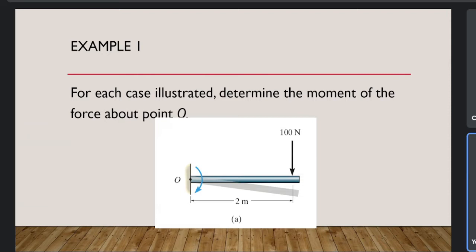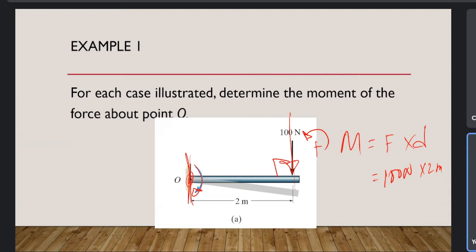We have examples here. Let's solve example number 1. In example number 1, you can see a beam where, at a distance of 2 meters from the point O, a 100 Newton force is applied. You are going to find the moment in this diagram. Since the force applied is perpendicular, the perpendicular distance from the point O is 2 meters. Counterclockwise moment is positive, and the force is applied clockwise, so it should be negative. Force is 100 Newton, the perpendicular distance is 2 meters. So 100 times 2 is 200 Newton meter, and negative since it is acting clockwise from the point of rotation, the point O.